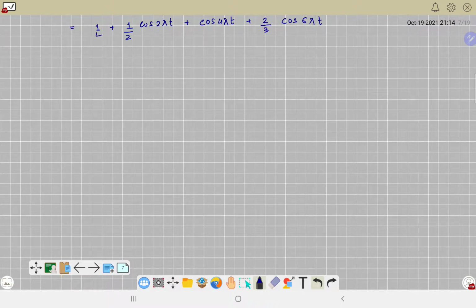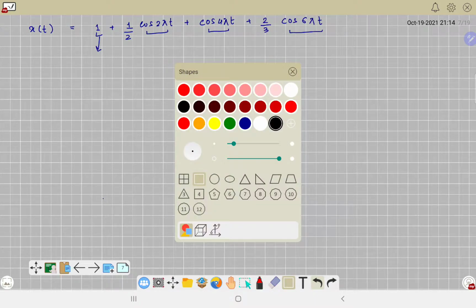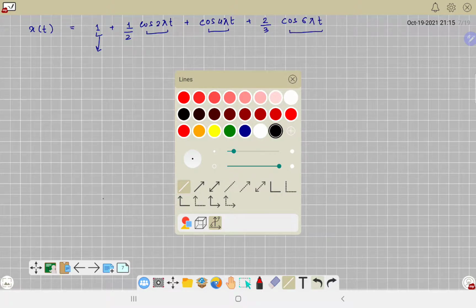Now first term, this is the constant term, this is my first harmonic, second harmonic and third harmonic. So in totality we have 3 harmonics here and a constant term. And your signal x of t is expressed as a summation of these. I will try to see graphically what we actually mean by this. So I will just try to plot each of these harmonics.